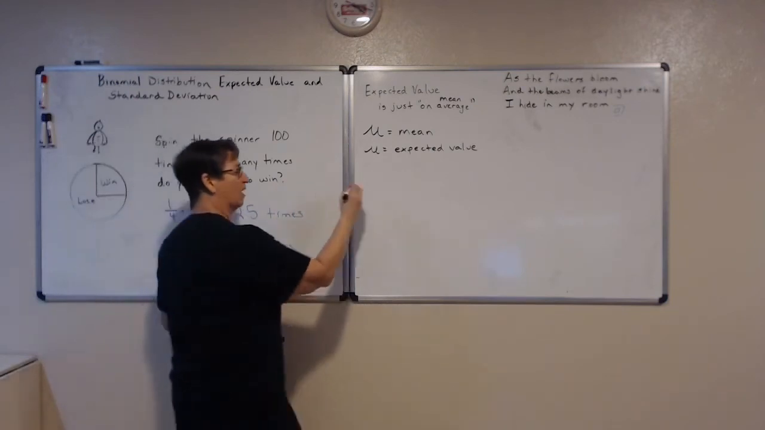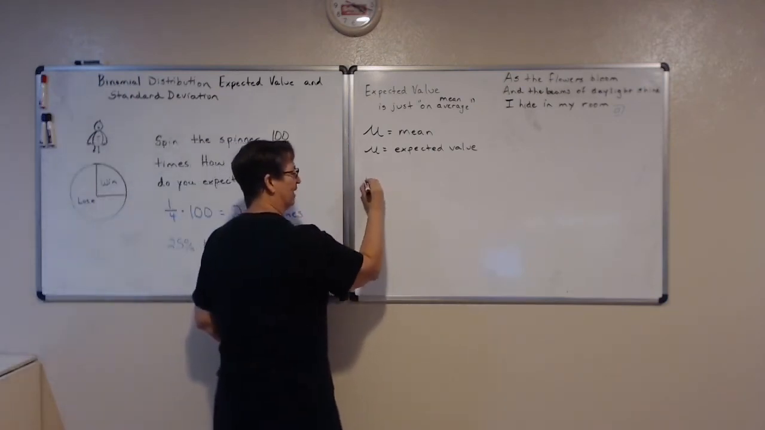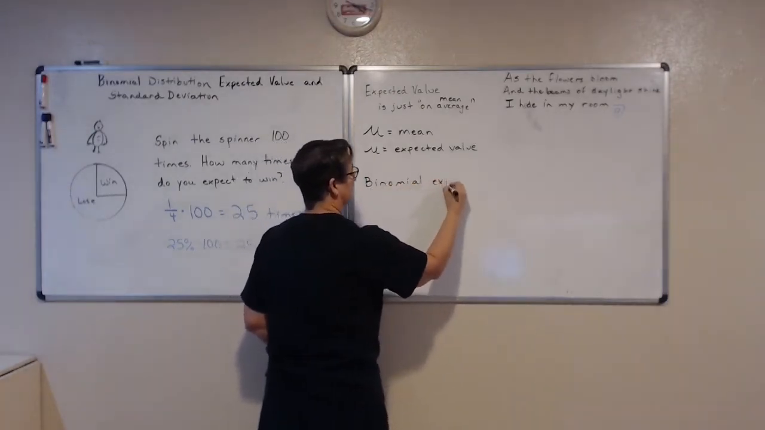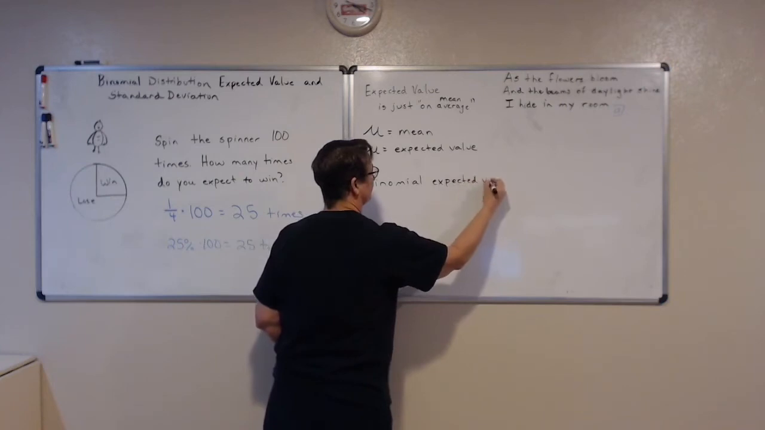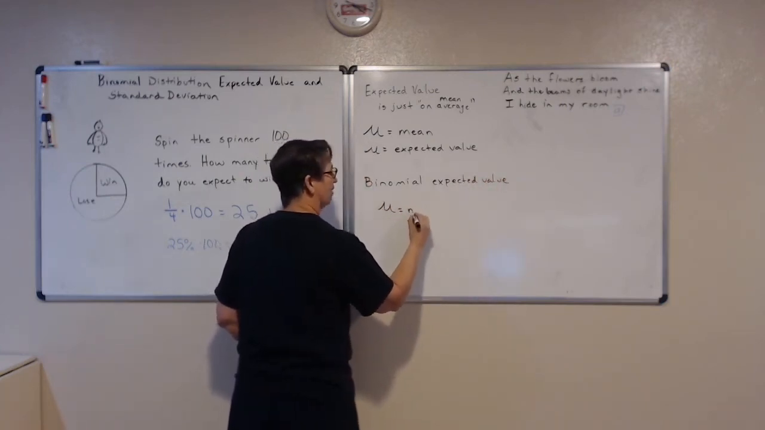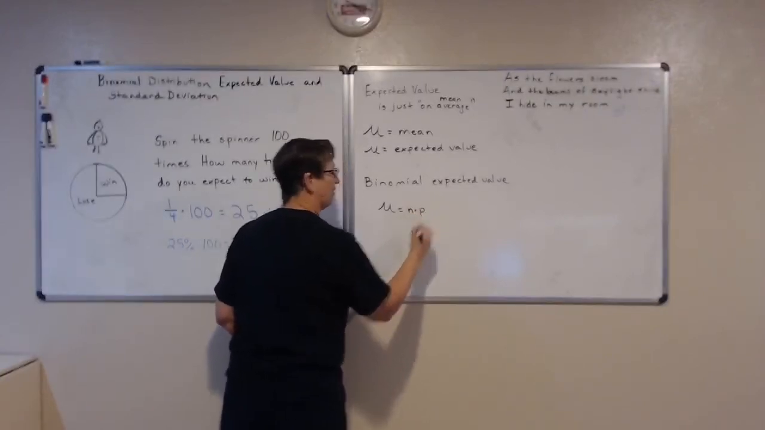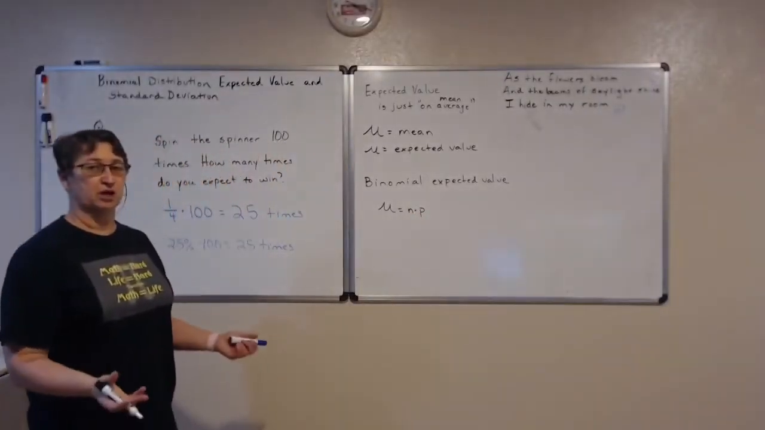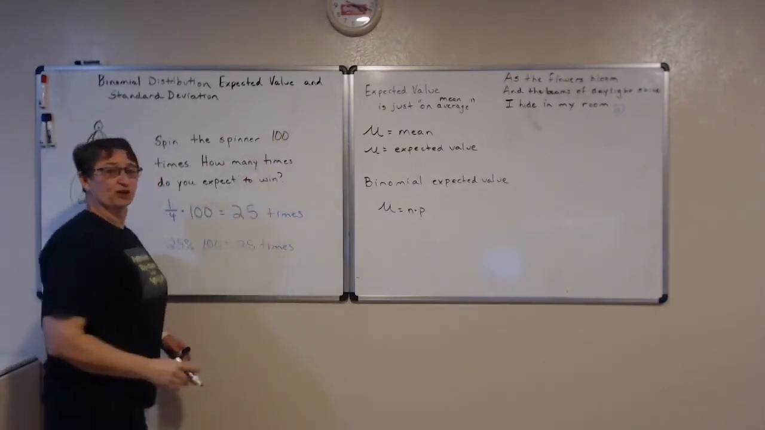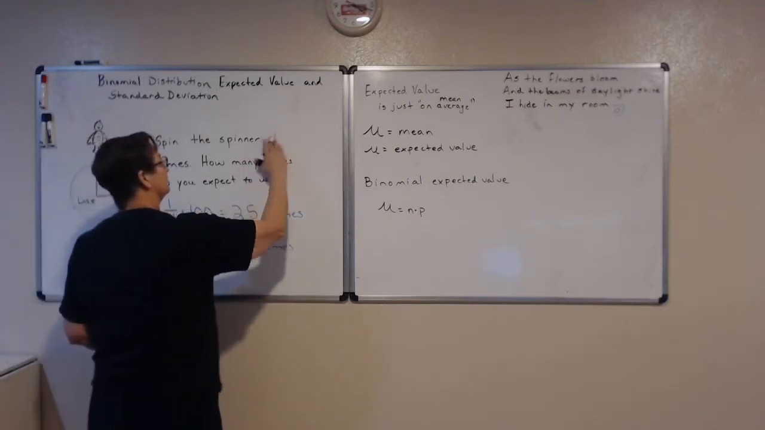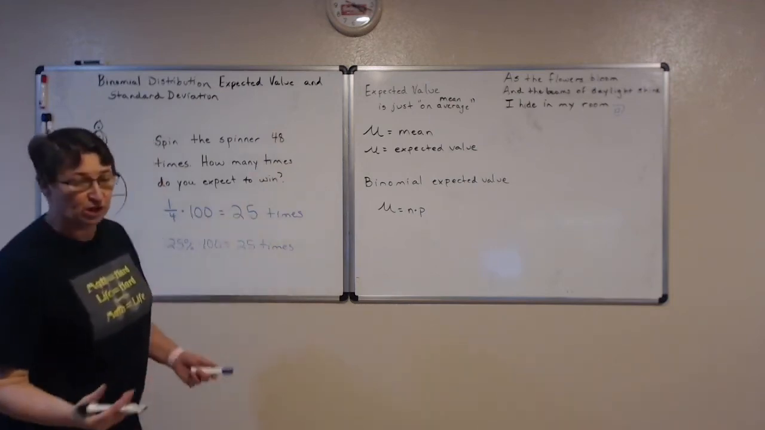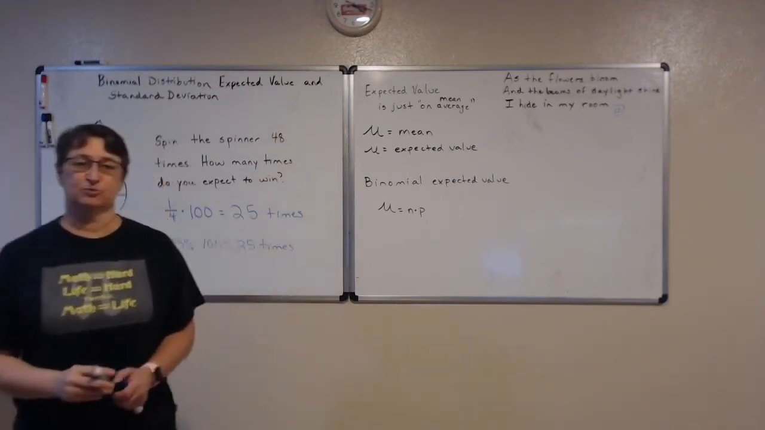So our expected value formula for binomial is nice and simple. Binomial expected value is just the number of trials times the probability of success. That's all it is. So let me change this for just a second. Instead of spinning the spinner 100 times, let's do this. I want you to spin the spinner 48 times. What's the expected value of that experiment?